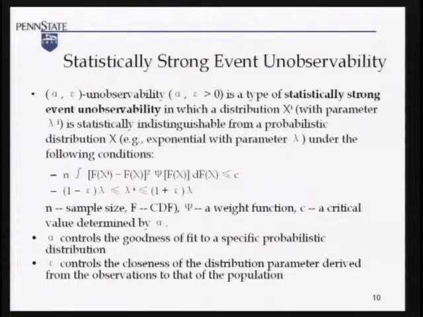It's a kind of statistically strong event unobservability in which, given this distribution, it is statistically indistinguishable from a probabilistic distribution. Which means you have two distributions, and using statistical testing, you cannot differentiate one from the other. We will introduce some of the testing methods.